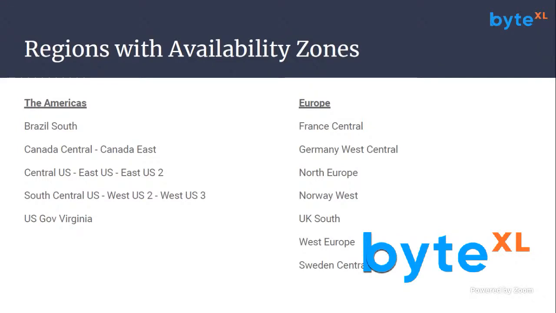So, regions with availability zones. There are multiple regions in South America and Europe, each having availability zones. It doesn't mean that every region has an availability zone; it's not mandatory that every region must have availability zones. There could be a single zone or multiple zones, and in each zone there will be one or more data centers.